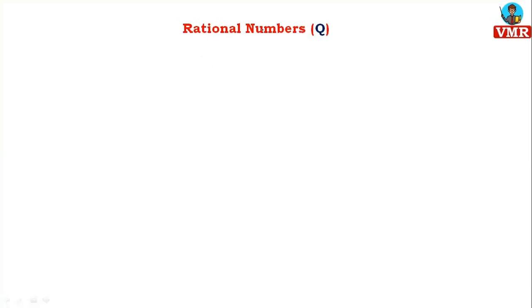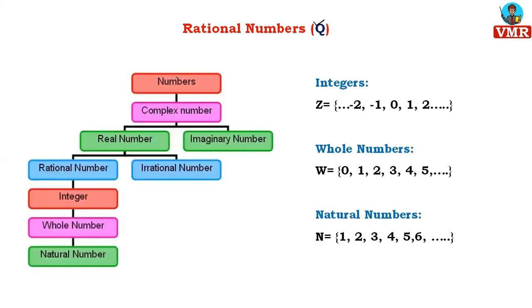Hello everyone. Today we are going to discuss rational numbers. Rational numbers are denoted by the letter Q. Before going to rational numbers, we will see some of the number system classifications. Complex numbers are classified as two types, real numbers and imaginary numbers. In real numbers, we have rational numbers, irrational numbers, integers, whole numbers, and natural numbers.